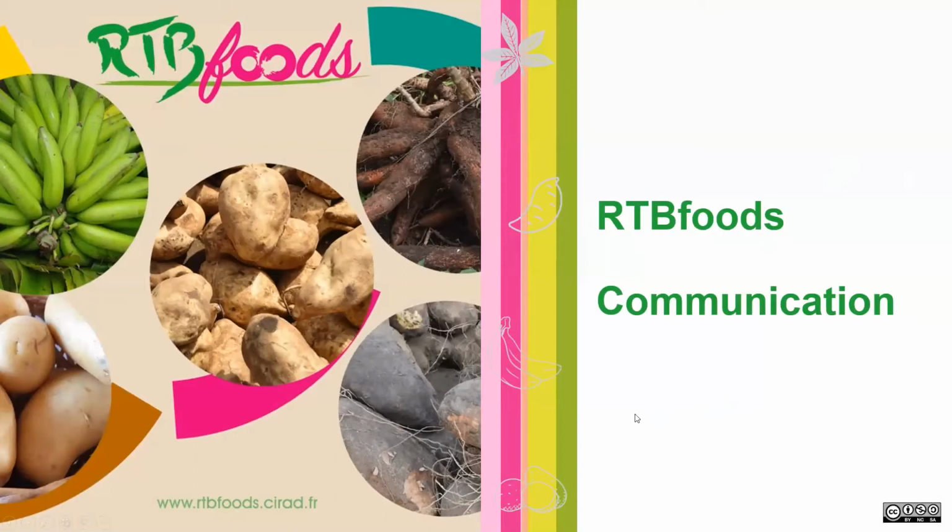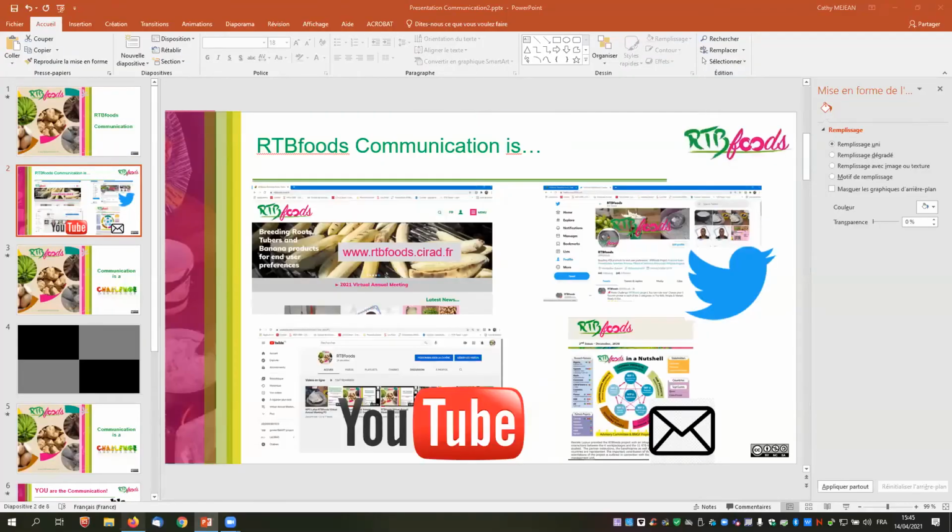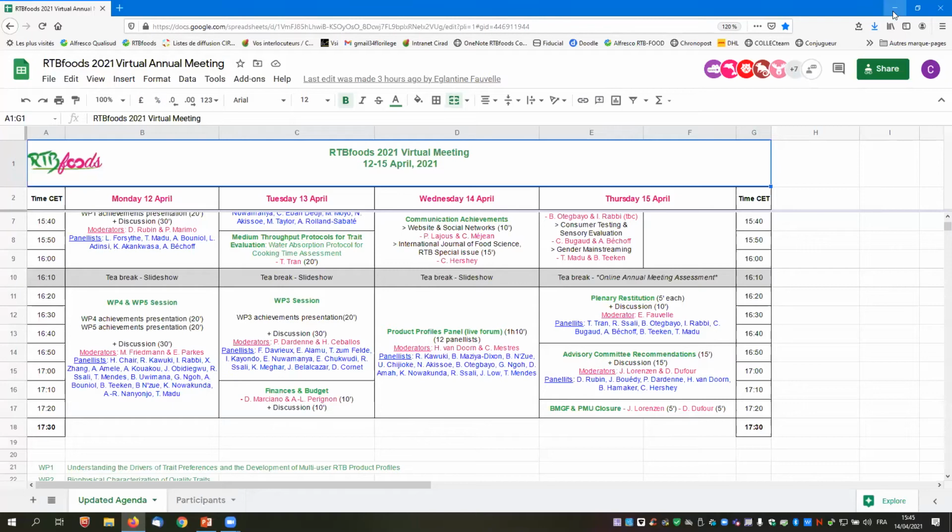For the past year, the RTBfoods project has been in the news. The tools put in place for its communication are multiple: a website, which we will visit together just after, a newsletter that you must have received in recent months, a YouTube channel, which includes all the webinars hosted by Eglantine, and a Twitter account that some of you follow assiduously. It is all together that we can use these tools and make them known around us. Now let's visit the website together.